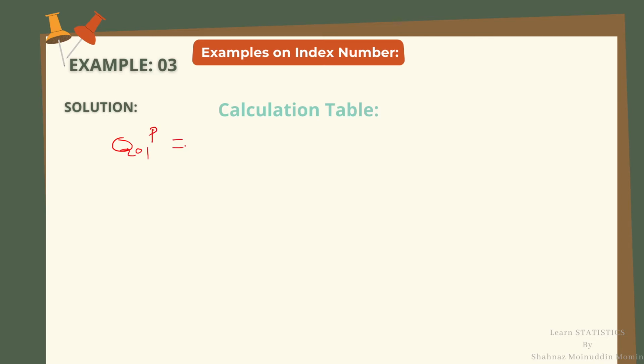The Paasche quantity index number is given by Q01P is equal to summation Q1 P1 divided by summation Q0 P1 into 100. By putting the values and calculating we get 55.15873.